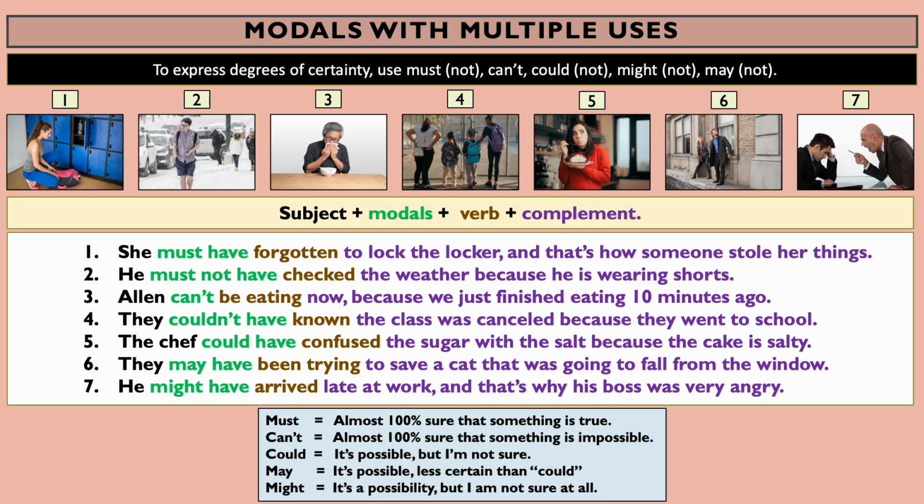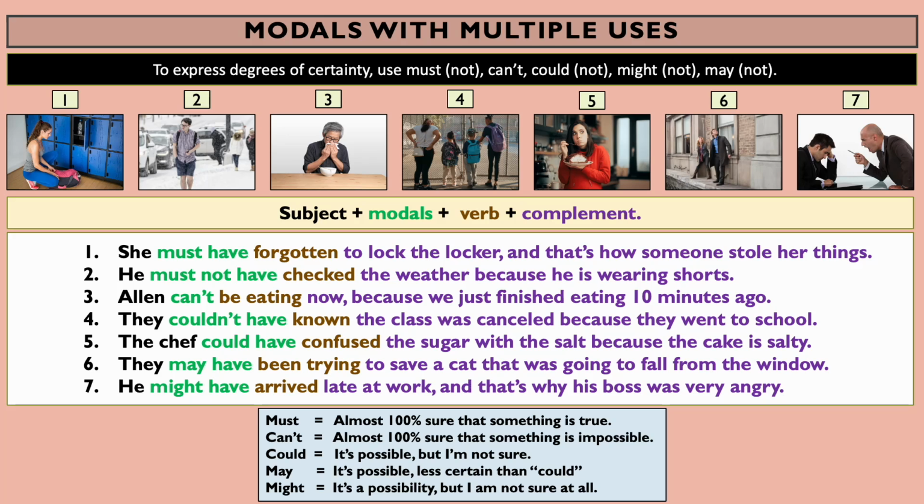For the second example, he must not have checked the weather because he's wearing shorts. In the second example, if you pay attention to the picture, you see that it's winter, it's very cold, but he's wearing shorts, and also he's wearing a shirt, so he's not ready for the weather.